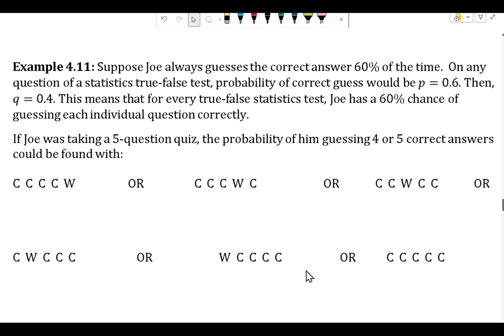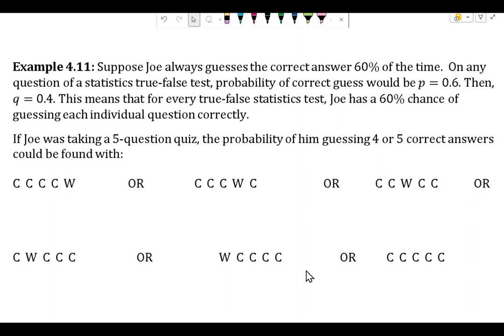Suppose Joe always guesses the correct answer 60% of the time. On any question of a statistics true-false test, the probability of a correct guess would be P equals 0.6. Then Q, the complement, would be 0.4. This means that for every true-false statistics test, Joe has a 60% chance of guessing each individual question correctly. If Joe was taking a 5-question quiz, the probability of him guessing 4 or 5 correct answers could be found with all of these possible outcomes.